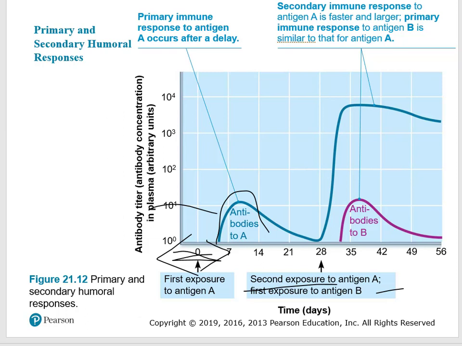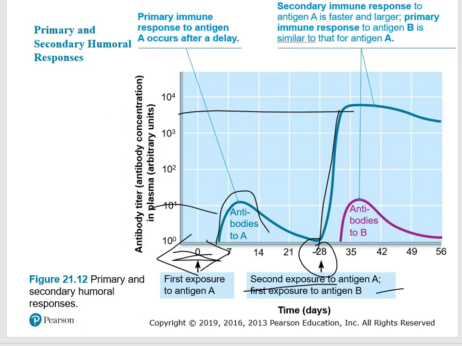But if you give the second exposure, the same antigen A for the second time, you'll notice there is no priming. You give it on the 28th day and you have a spike of antibodies on the same day because you already have memory cells formed. So you don't need to prime over there. You have plasma cells and a whole bunch of antibody, and the titer is extremely high compared to the first time.